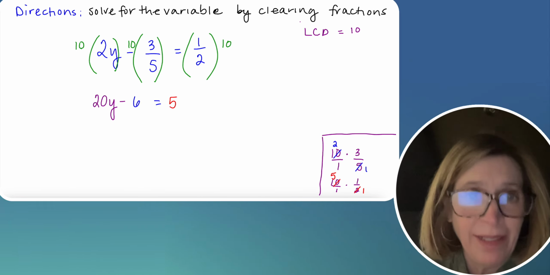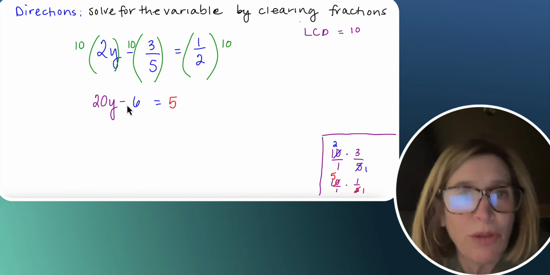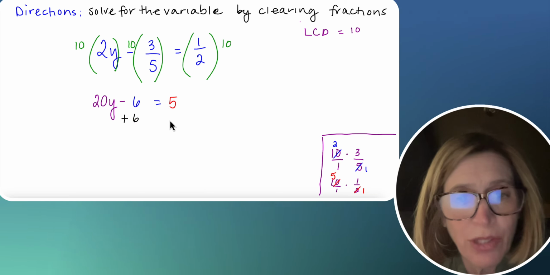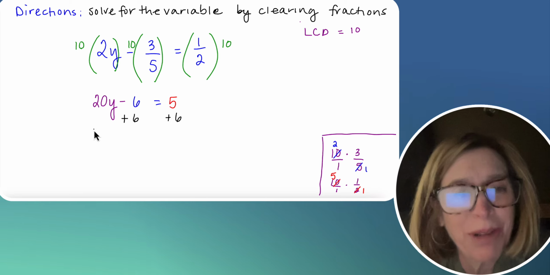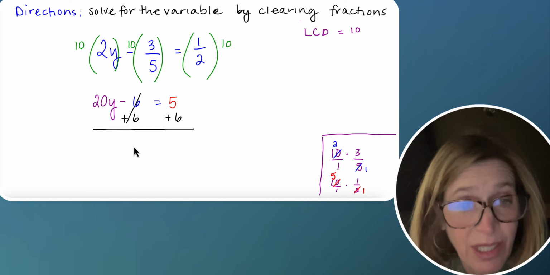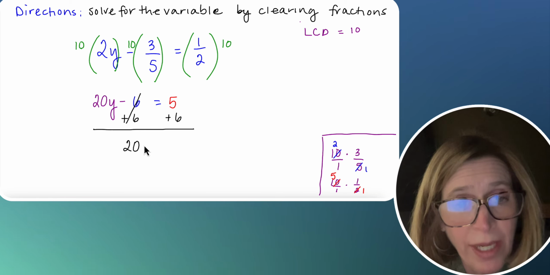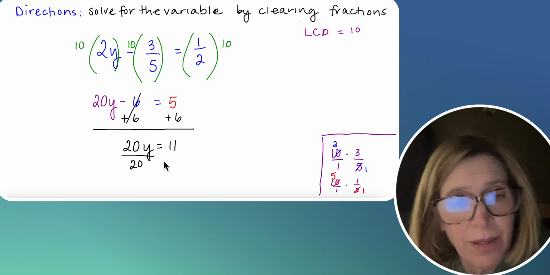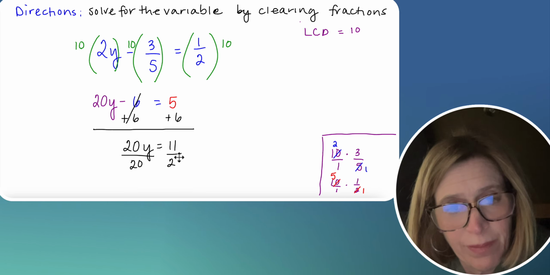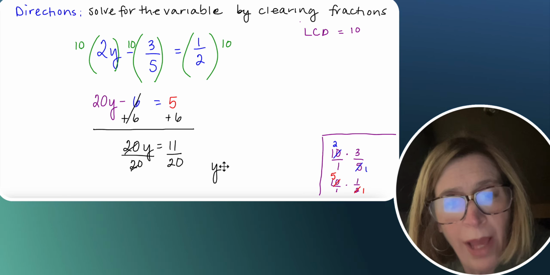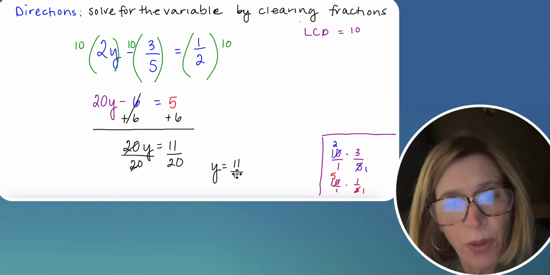All right, so then we balance the equation. Remember, we bring the 6 to the other side, so we want to isolate the variable. We're going to add 6 to both sides because whatever we do to one side, we want to do to the other. So the 6's will cancel, giving us 20w equals 11. All right, then I'm going to divide both sides by 20. And then my answer is going to be w equals 11 over 20.